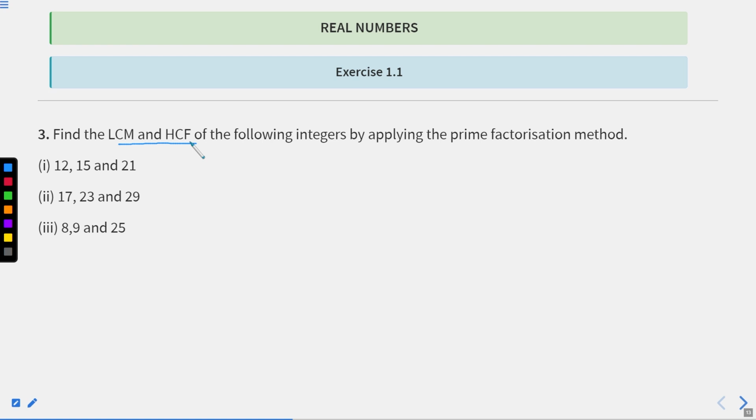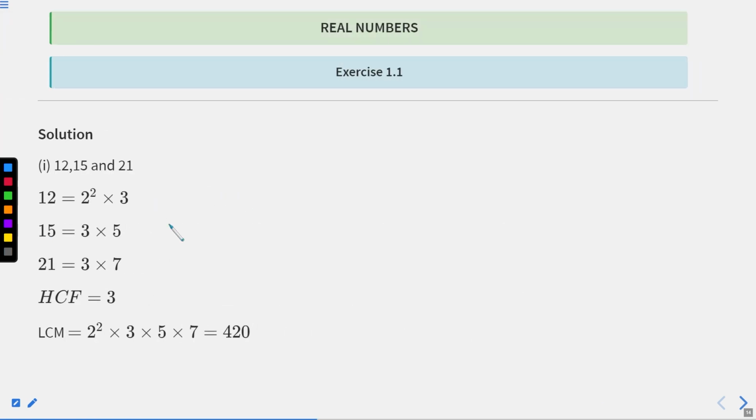Okay, so in the first one we have given 12, 15 and 21. In the second one we have given 17, 23 and 29, and in the third one we have given 8, 9 and 25. Let us see how to find the LCM and HCF of these integers. So in the first one we have 12, 15 and 21.